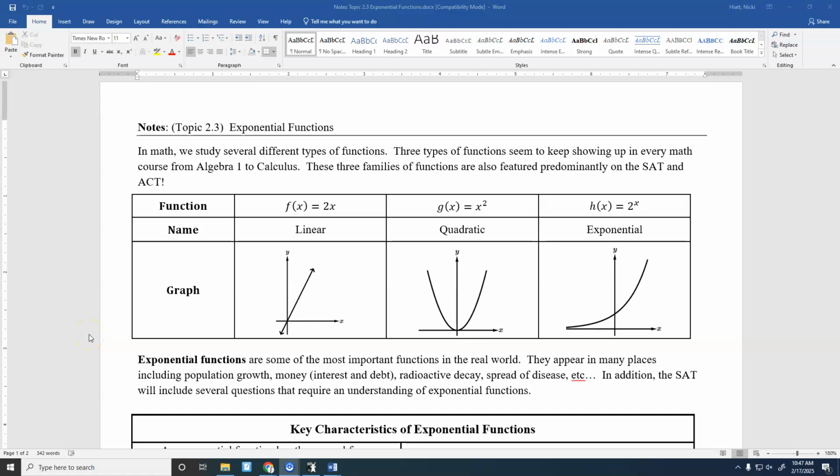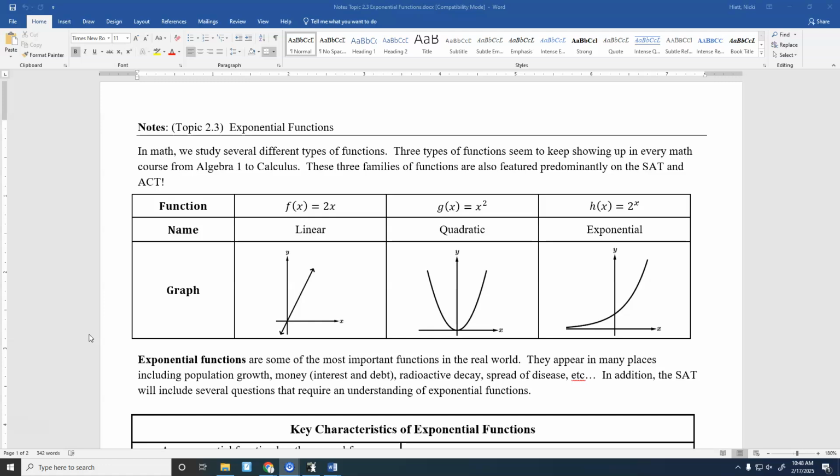Okay, so today we're going to focus on key characteristics of exponential functions, but here he begins with comparing linear, quadratic, and exponential functions. These are your Math 1 functions. These are the 3 functions that you look at in Math 1.